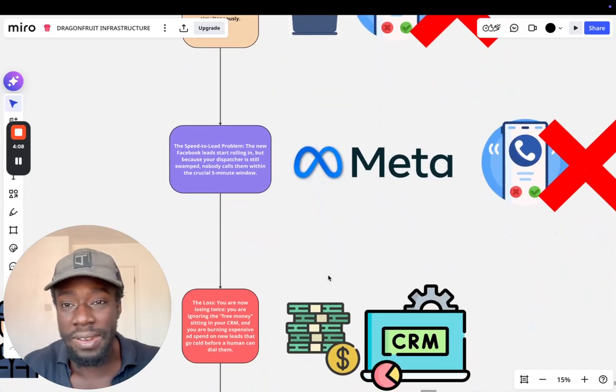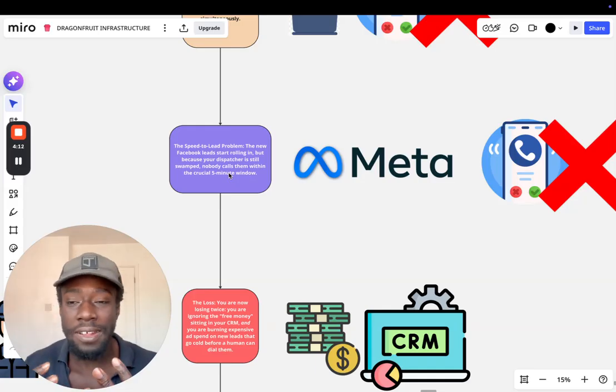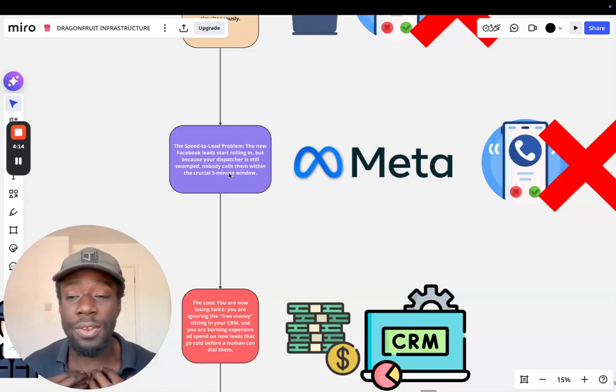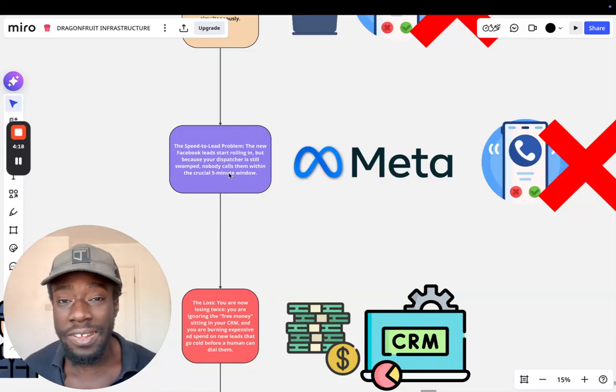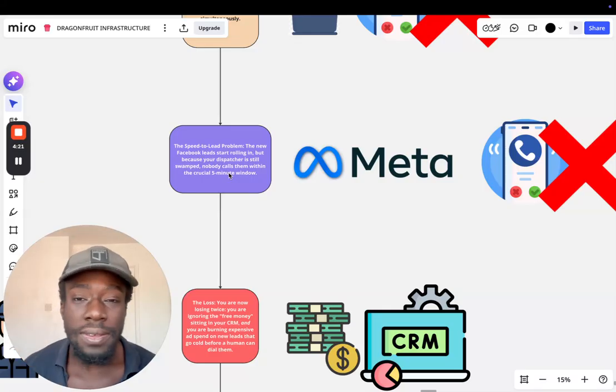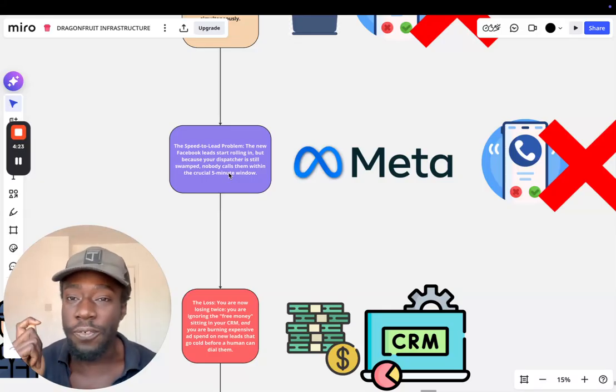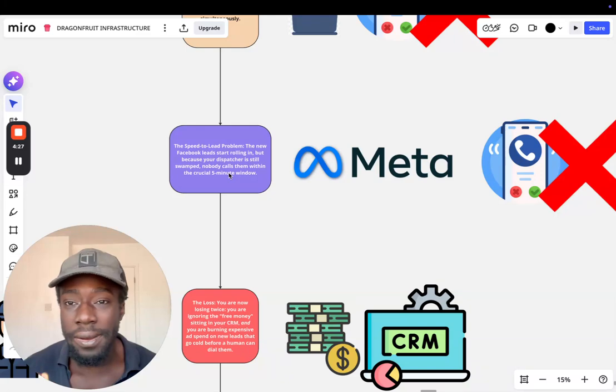And then we have the speed to lead problem. The new Facebook leads start rolling in if you are running Meta ads, which is highly recommended, and that's what we do at our agency. We help plumbing businesses run Meta ads to get high quality, high ticket leads. But if you are doing that by yourself, the problem is that your dispatcher is still swamped. Nobody calls them within the crucial 5-minute window.